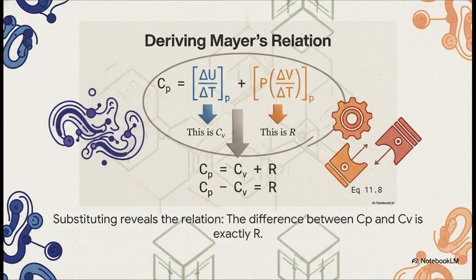And that brings us to the big aha moment. Let's go back to our equation for Cp. We know it has two parts. The first part, the change in internal energy with temperature, well, we already know what that is. That's just Cv. And the second part, that work term, we just proved it's equal to R. So we just plug those in, and we get this stunningly simple and beautiful result. Cp equals Cv plus R. That's Mayer's relation. The difference between the two heat capacities is nothing more than this fundamental constant of the universe.